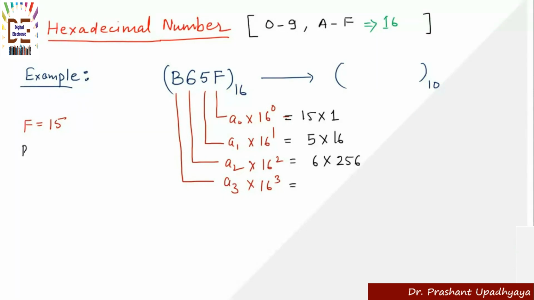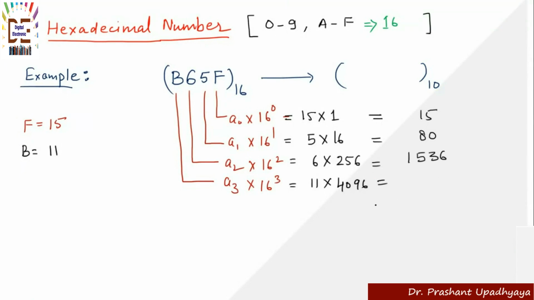Okay, so we have B. What is the value of B? Can you tell me? B is 11. So 11 multiplied by 16 cube. What is 16 cube? 256 multiplied by 16 will give you 4096. And if we add all of this, what will I get? 15 multiplied by 1 is 15. Then 16 fives are 80. What is 256 multiplied by 6? 1536.